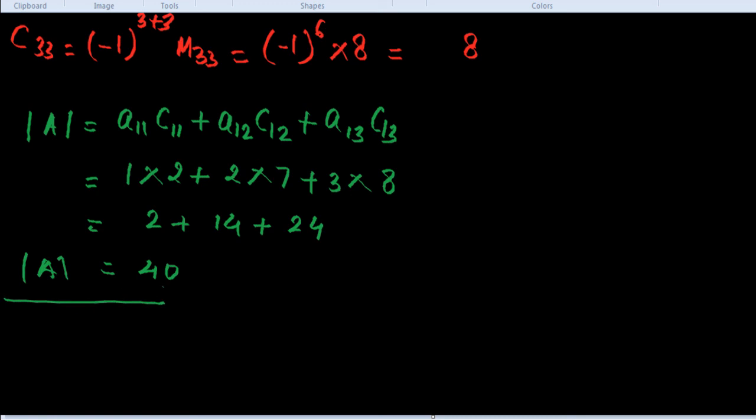So by any row or column we could apply this cofactor, and using this cofactor we could easily find the determinant of any matrix, any square matrix. So this was our session about the cofactors and minors and how to find out the value of the determinant of any square matrix through the cofactors and minors. Thank you.